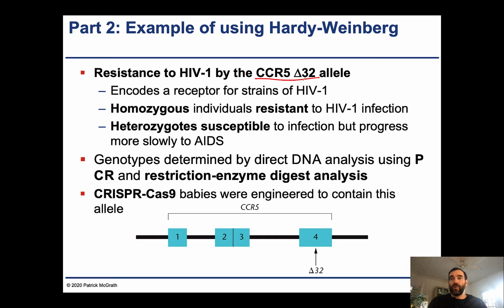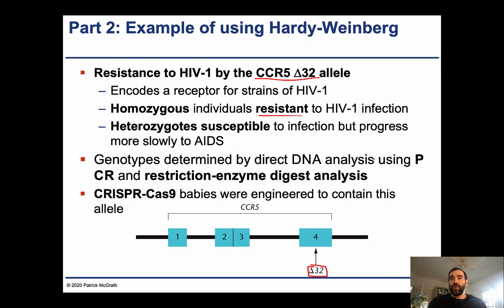So this allele was identified because people ended up being resistant to HIV infection. They based upon their behavior of having sexual relations with individuals that were HIV positive, but they never actually became infected with HIV. And so this allele was identified and shown to be protective against HIV infection. If you're homozygous, you're resistant, and heterozygotes are susceptible to infection but progress more slowly to AIDS. This delta 32 is a deletion of 32 base pairs.